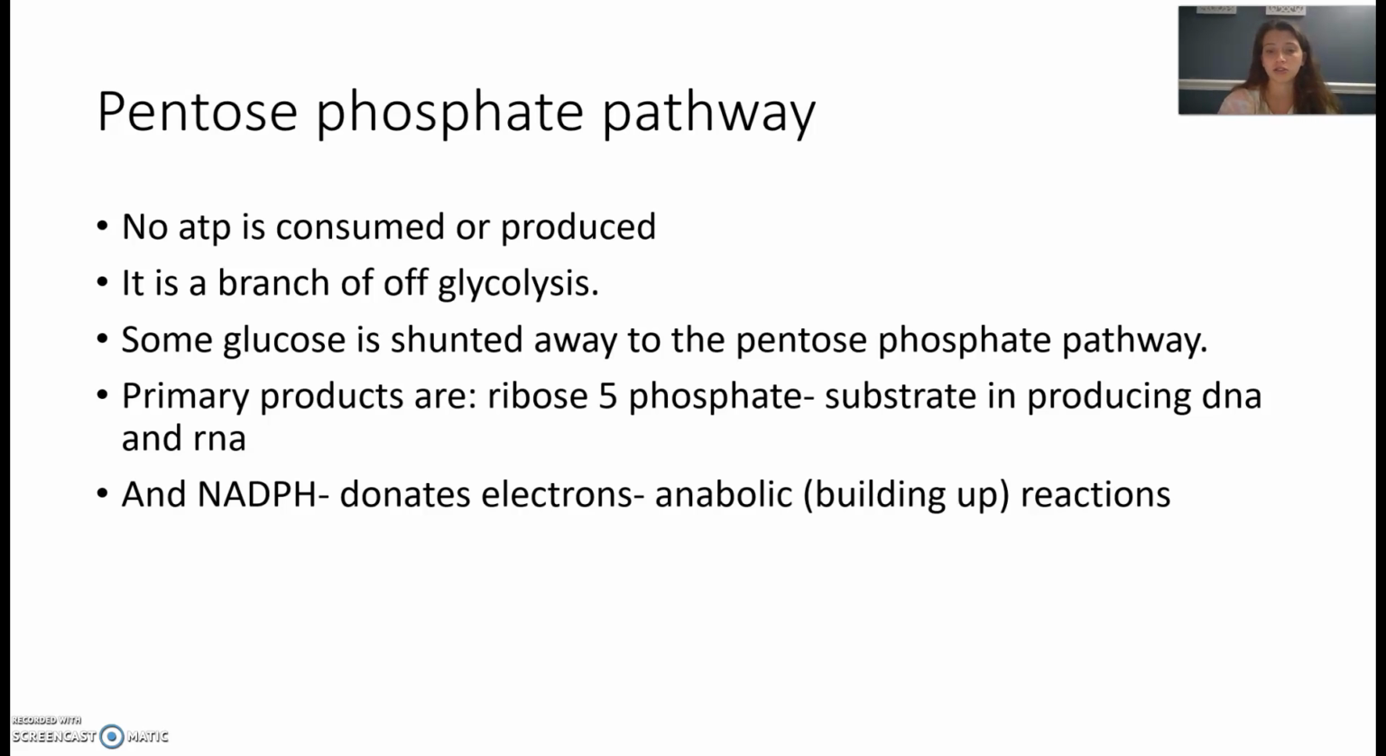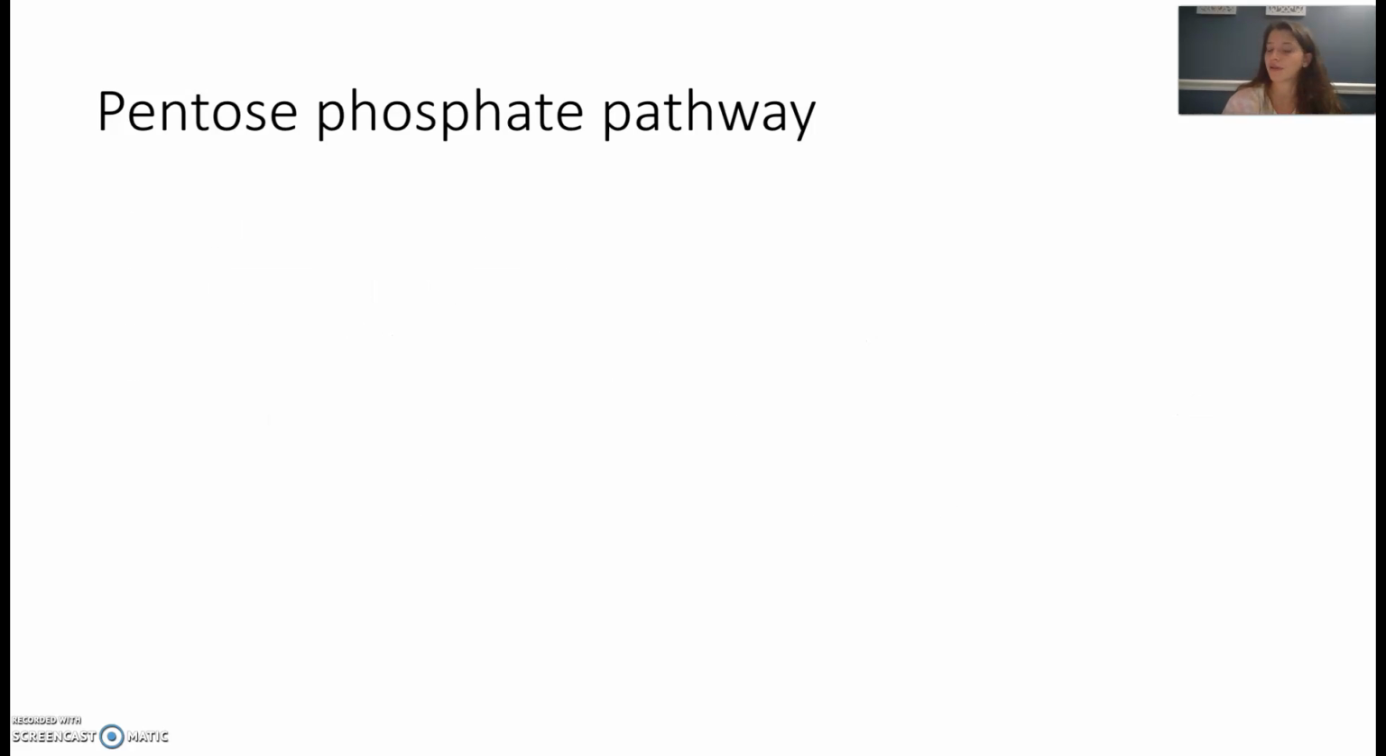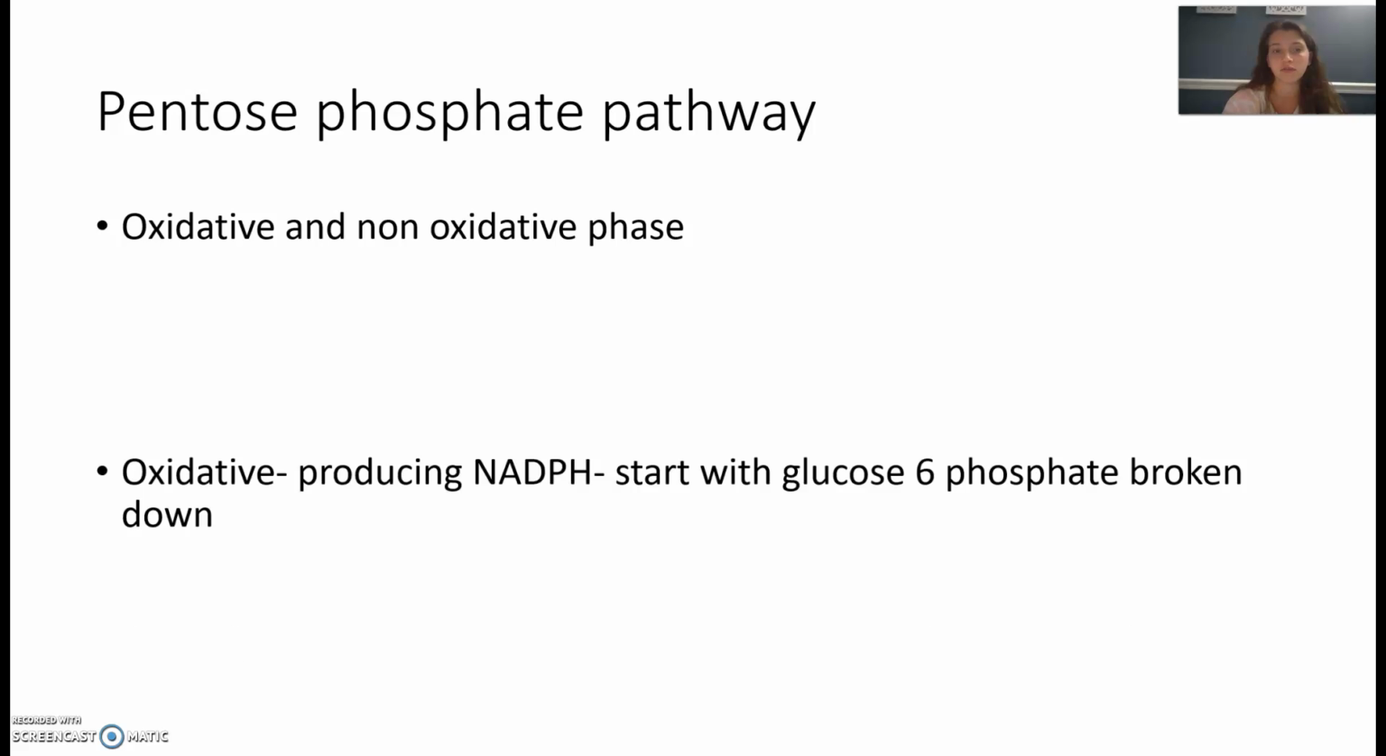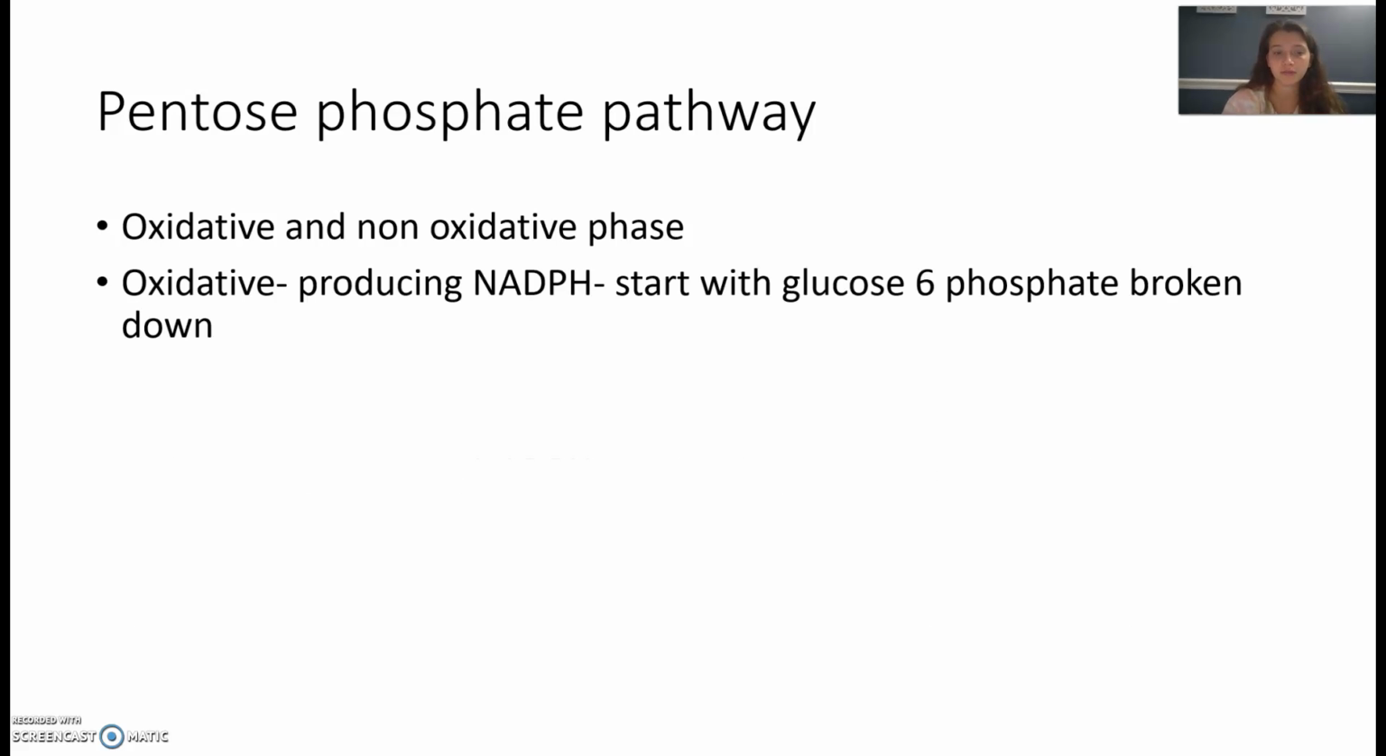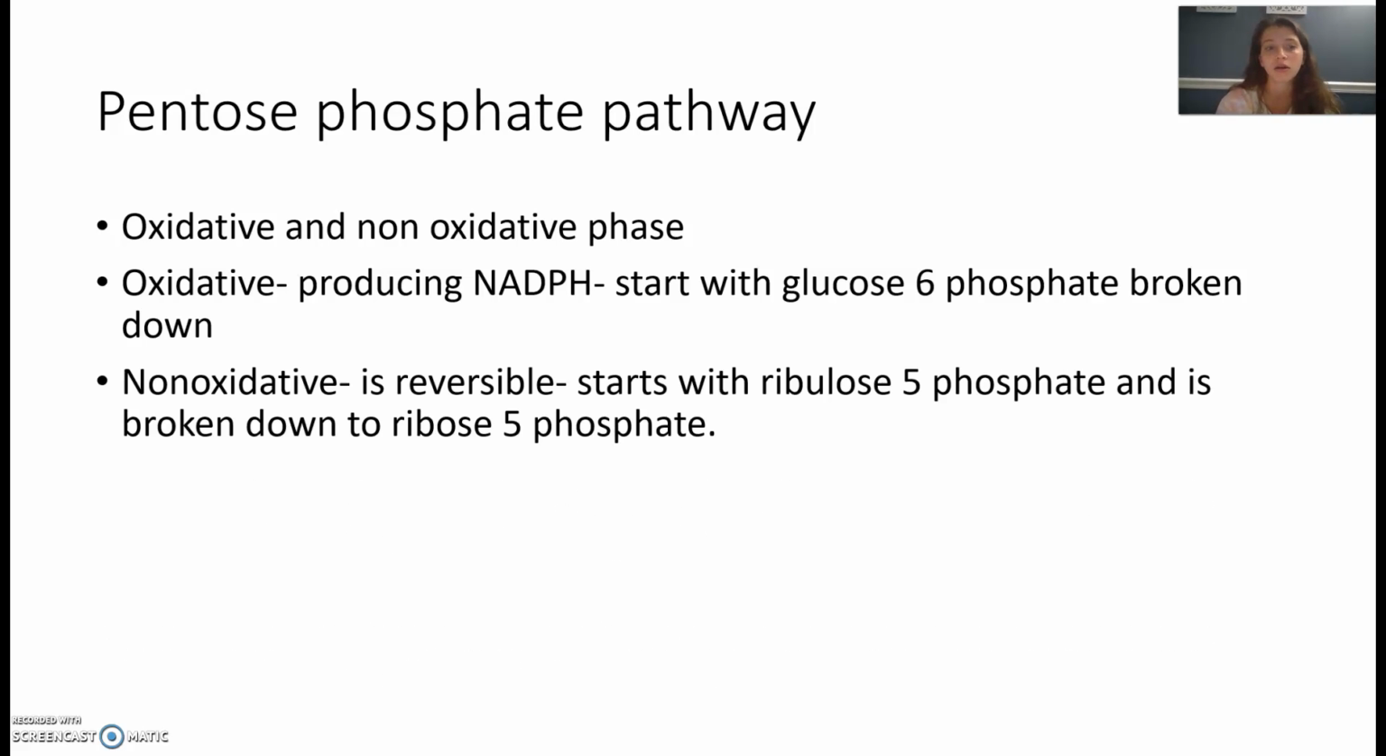And this donates electrons, and it's used in anabolic reactions or building up, so like building up DNA, RNA, stuff like that. So just to continue, there are actually 2 phases in the pentose phosphate pathway. There's the oxidative and the non-oxidative phase. So in oxidative, producing NADPH, this happens in the oxidative phase. So we start with glucose 6-phosphate, and that's broken down.